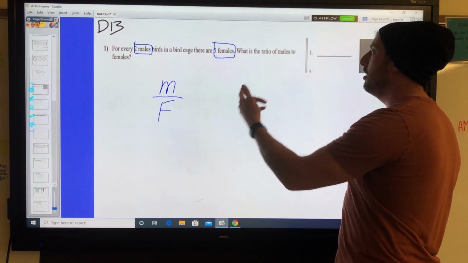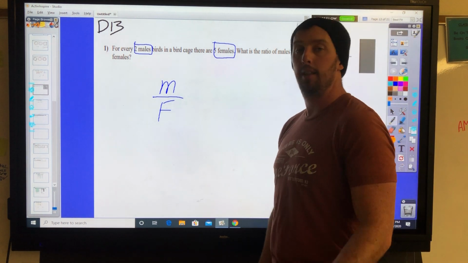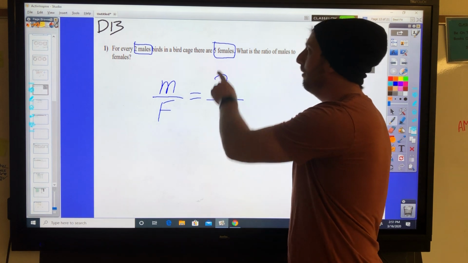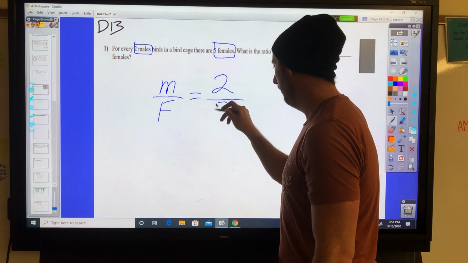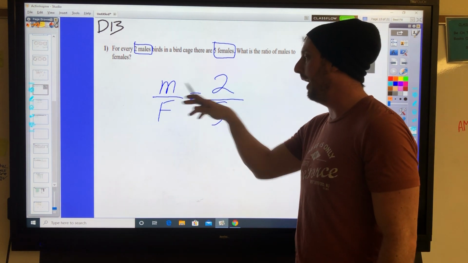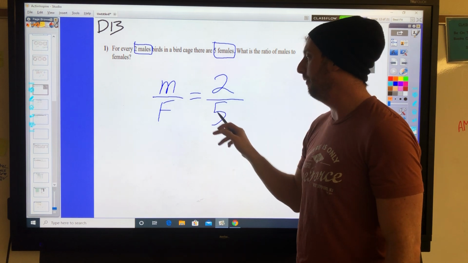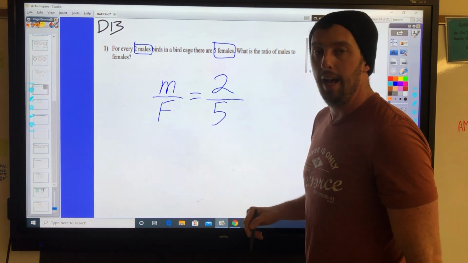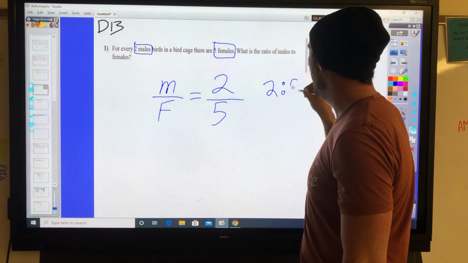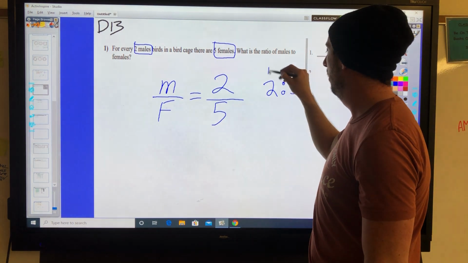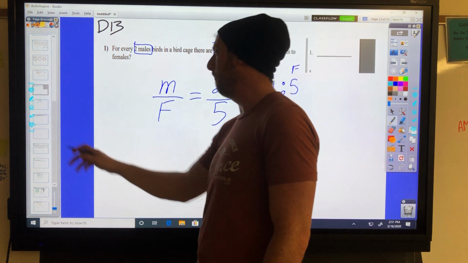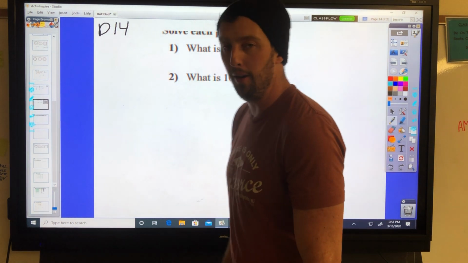It says, what is the ratio of males to females? Well, in one bird cage, I'm going to find 2 males to every 5 females. You can answer it just like that, 2 over 5, as long as you keep your categories the same, 2 males, 5 females, or you can just write it as a ratio this way, 2 males, colon, to 5 females. M for males, F for females. Cool. Wow, this is called one take. This is doing it all in one shot.